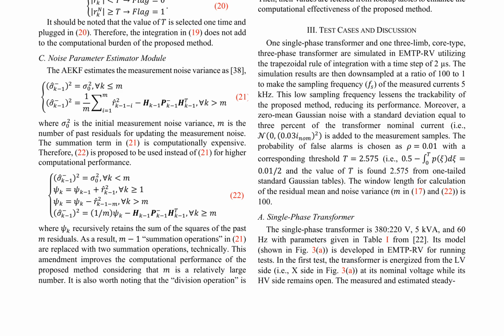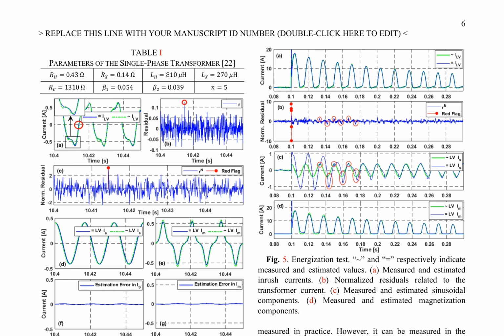The paper also discusses the normalization of residuals, which is crucial for evaluating the validity of the estimation. A threshold is calculated based on the probability of false alarms, and if the normalized residual exceeds this threshold, the estimation is considered invalid. The AEKF method is applied to a single-phase transformer and a 3-limb, core-type, 3-phase transformer.